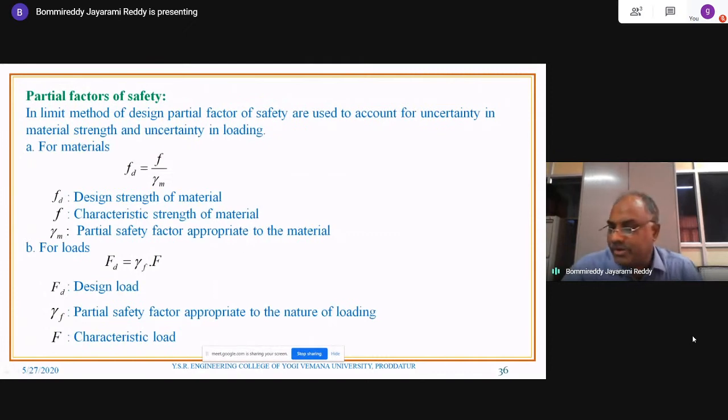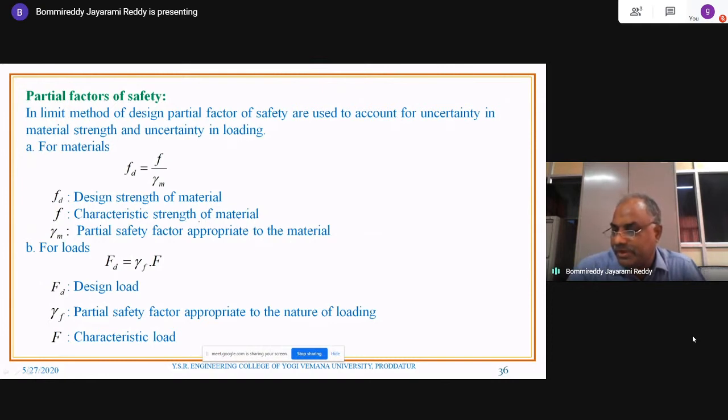Now, partial safety factors. Already I told you that the factor of safety in the limit state method is introduced both for the loads and also the materials, so that the uncertainty in the loads and the uncertainty in the material strength will be taken care of. For materials, FD means design strength of material. Design strength of material is F by gamma M.